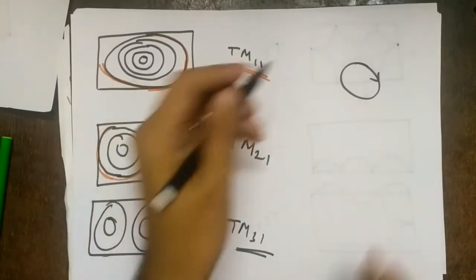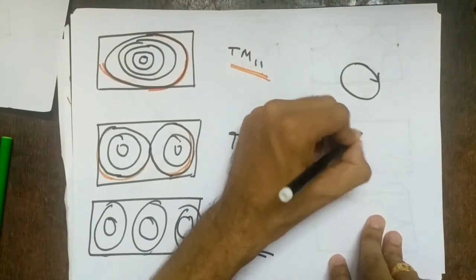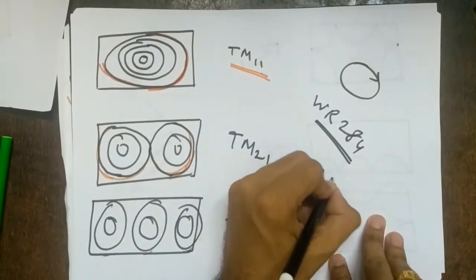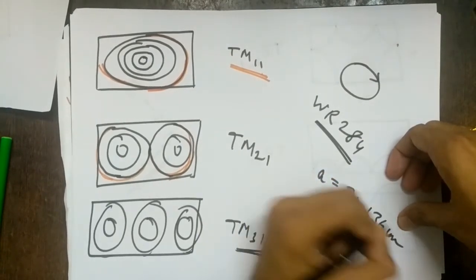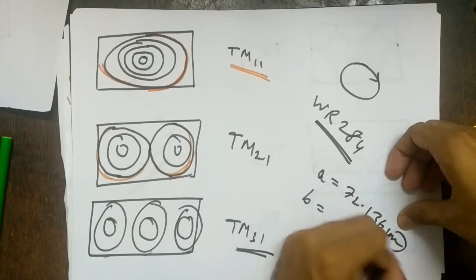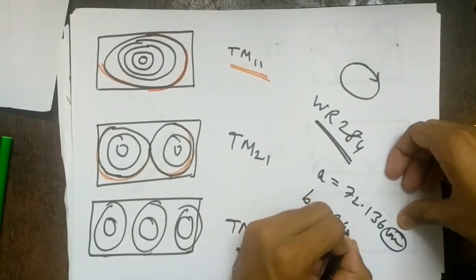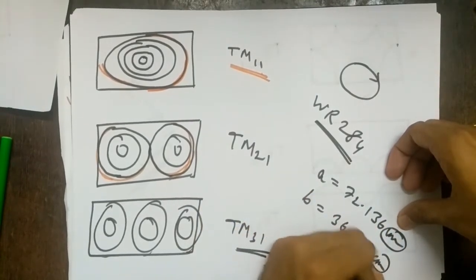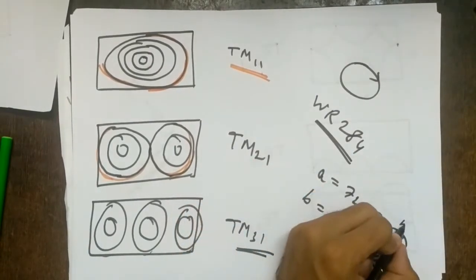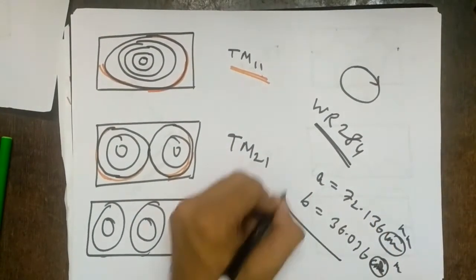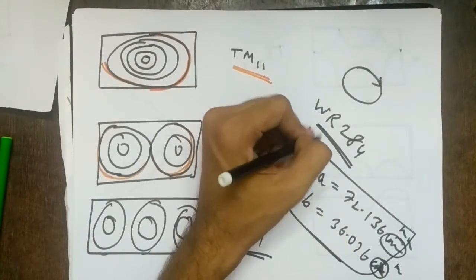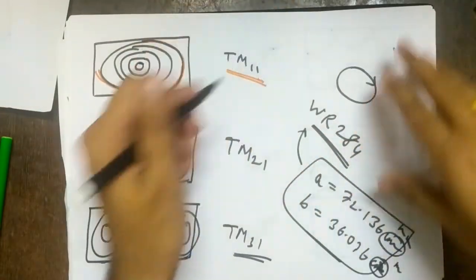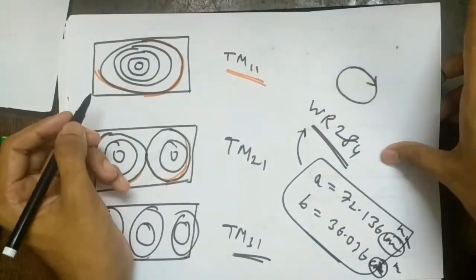There are standard rectangular waveguides, WR284, for example. It has standard dimensions of A is 72.136 cm or mm, I don't remember, and B is 36.036 cm or mm, I don't remember the exact value. It might be mm only. So these are the rectangular waveguide standard dimensions, right? You can simulate this in any commercial software and you can get these results for the first 10 modes. Okay, I may not have the sequence correct, but these are the first 10 modes.